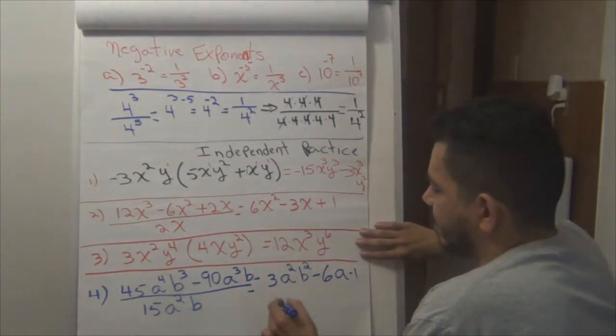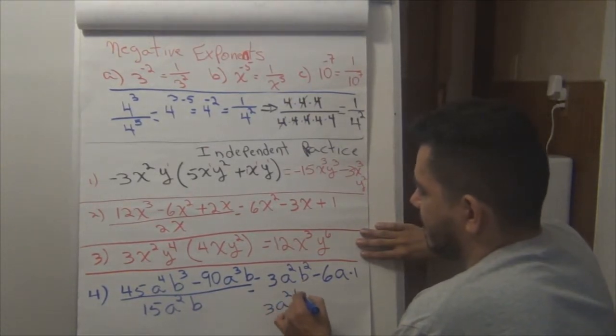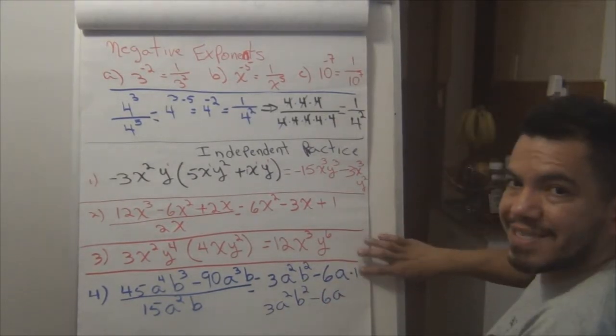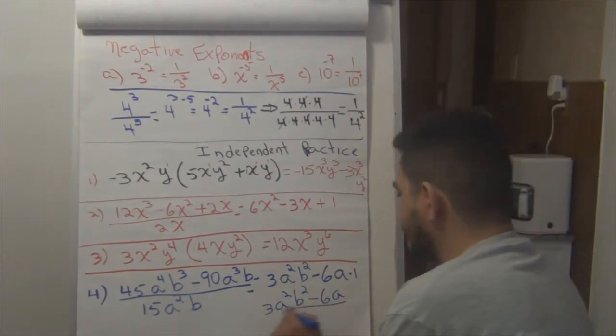Alright, so then at the end, my answer would be 3a squared b squared minus 6a, because 6a times 1 is 6a. Got it? So that's it.